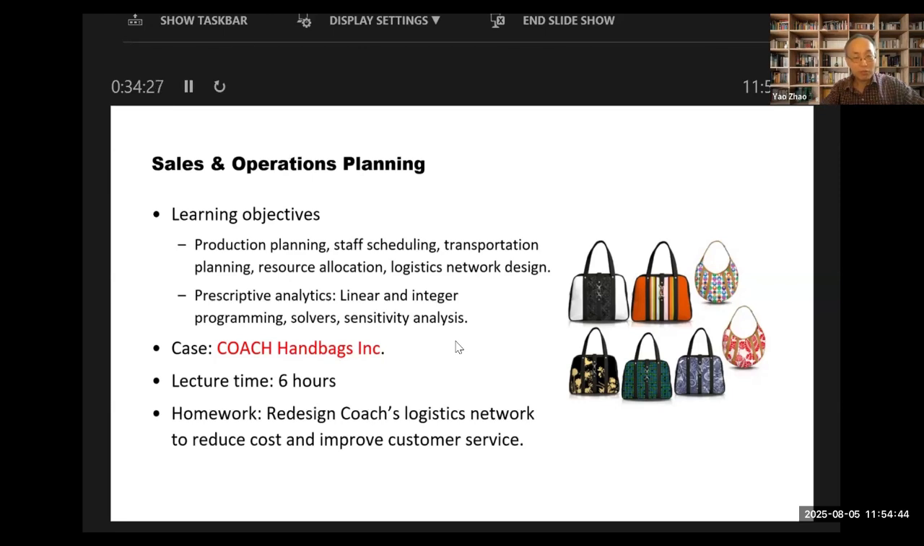And the homework is for students to redesign Coach's logistics network to reduce cost and improve customer service. Now, the model they come up with in the end is realistic but simplified, and solvable in Excel in just seconds. And I can share all the modeling and Excel spreadsheets.